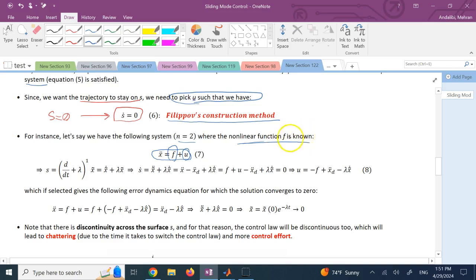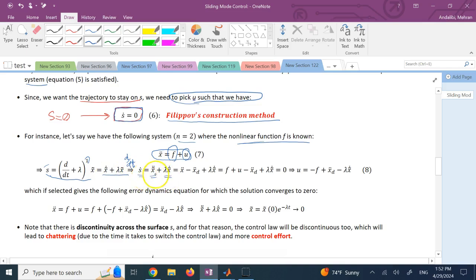If f is known, what would you pick for the s? Well, s is based on definition d over dt plus lambda to the n minus 1. N is 2, so it's going to be to the 1 times x tilde, so it's going to be x tilde dot plus lambda x tilde, right? That combined tracking error. If that's the case, then remember, we need to satisfy this equation, s dot equals 0. So take a time derivative of s. You get s dot to be equal to what? To x tilde double dot plus lambda x tilde dot.